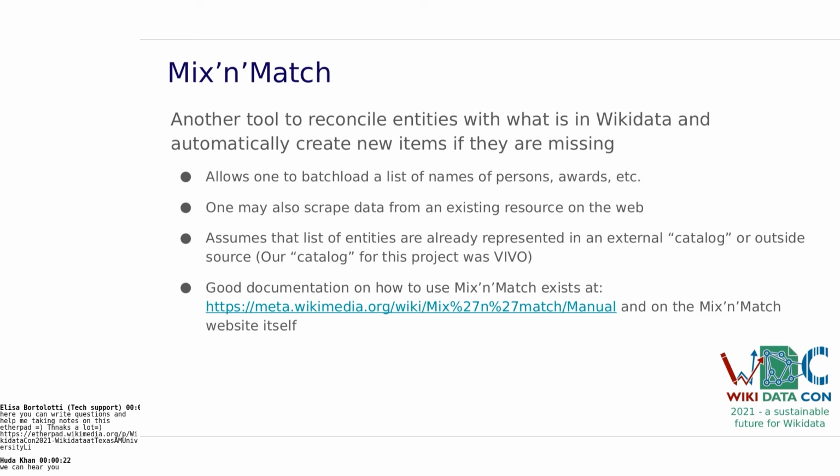So we had two options. One is to batch load a list of names of persons or awards, whatever you're working with, or one may scrape data from an existing resource on the web. We opted for the first option, that is, we batch loaded a CSV spreadsheet of a list of awards. One thing Mix and Match assumes is that these entities are already represented in an external source it calls a catalog. Our catalog for this case was VIVO, which had pages for each award. There's good documentation for how to use it if you've never used it before, and we also found a tutorial video helpful on the Mix and Match website itself.